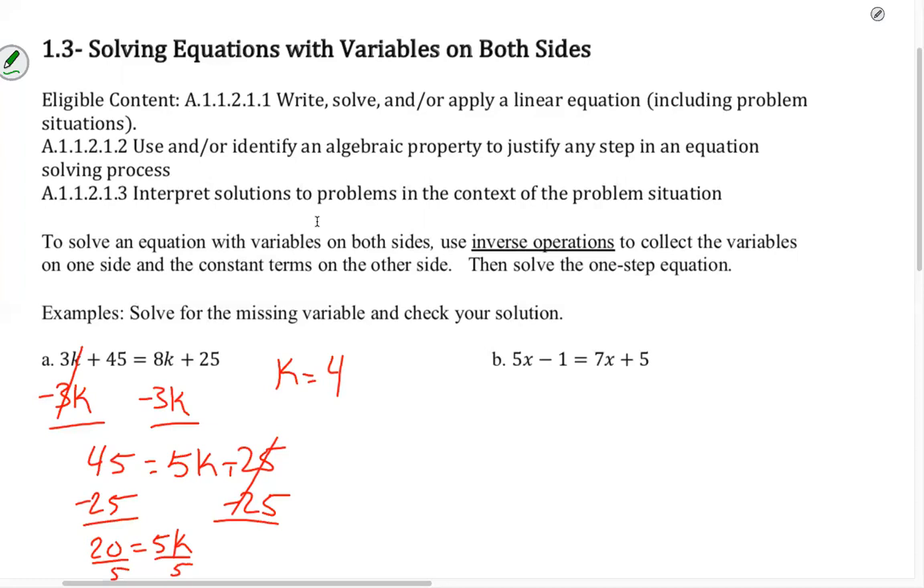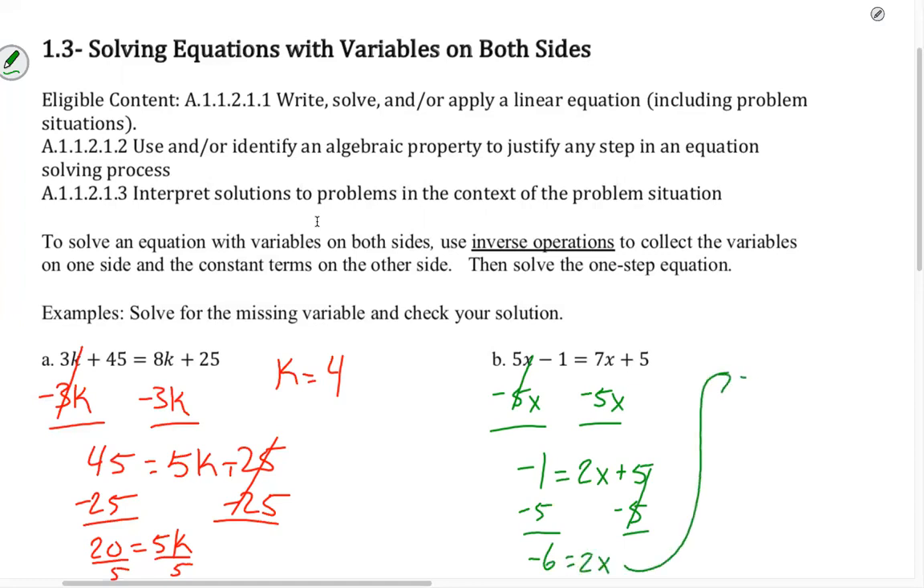Now here with B, I have 5x and a 7x. The 5x is smaller, so I'm going to move that. And I'm going to move it by following inverse operations. It's a positive 5x, so I subtract 5x. So I get negative 1 equals 2x plus 5. Now, Drew, I need to get rid of a positive 5, so I subtract it. And that gives me negative 6 equals 2x.